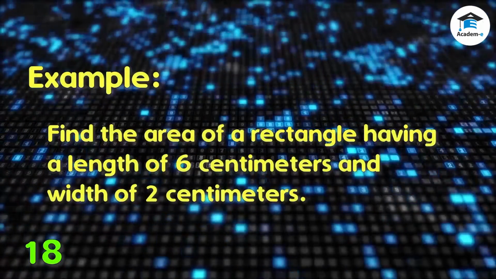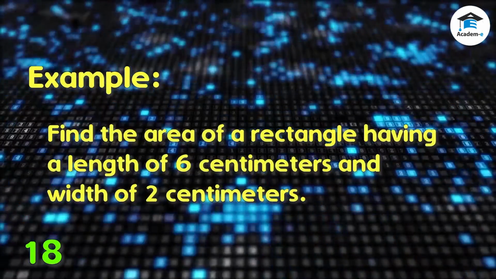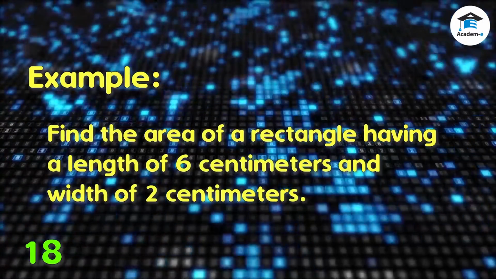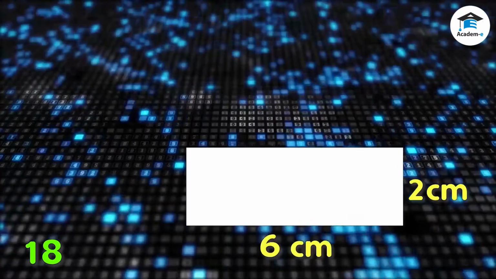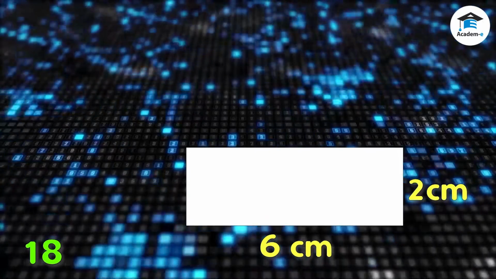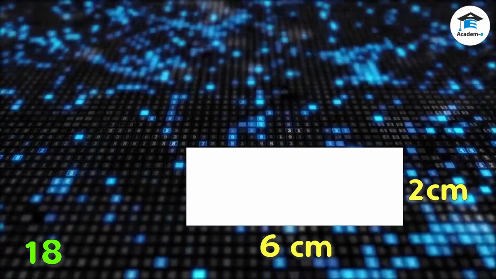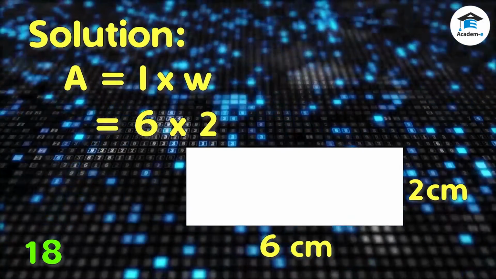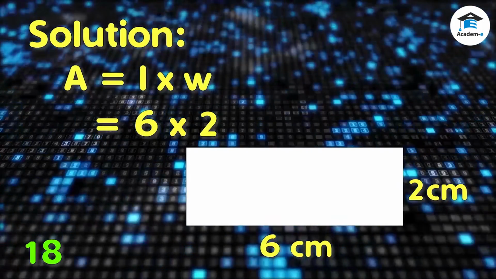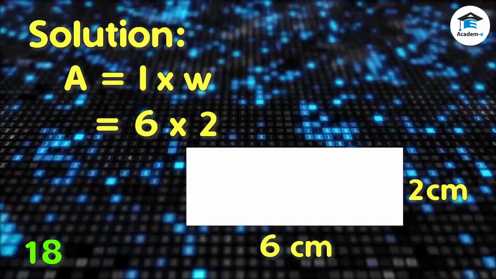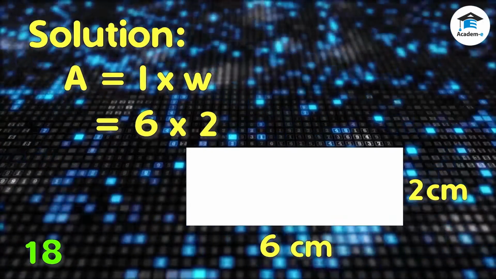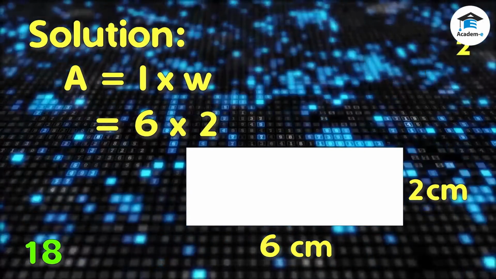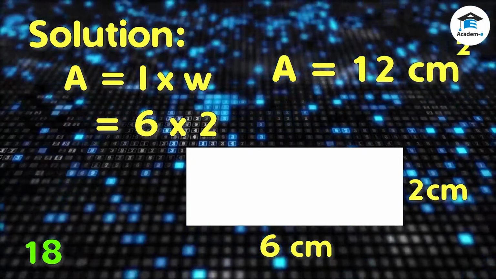Next example. Find the area of a rectangle having a length of 6 centimeters and a width of 2 centimeters. Let us use the formula of a rectangle to find the total area of this figure. Area is equal to length times width. Again, the length is 6 and width is 2. Just multiply the two numbers. 6 times 2 is equal to 12. Therefore, the total area of this figure is 12 centimeters squared.